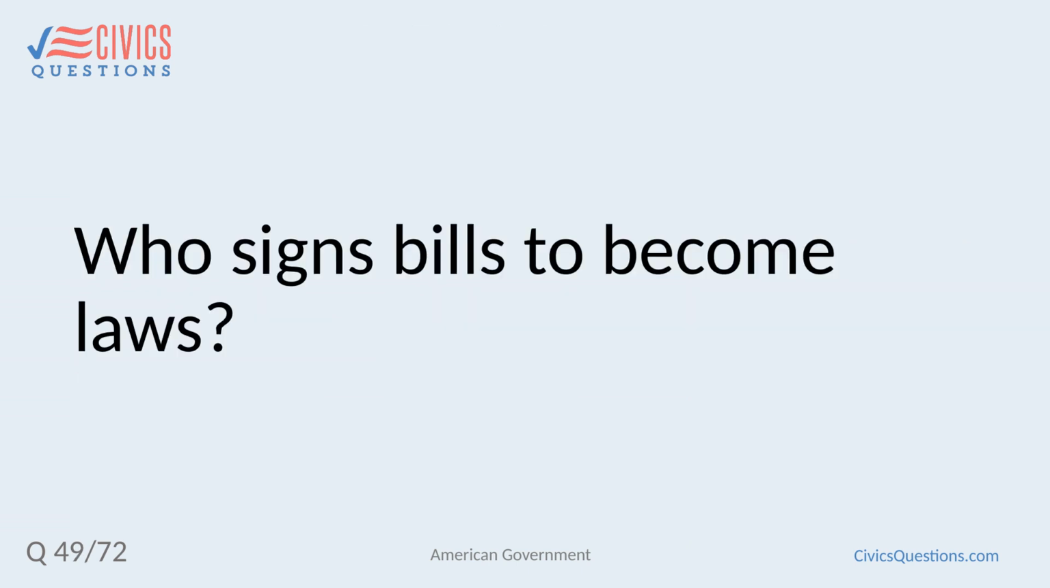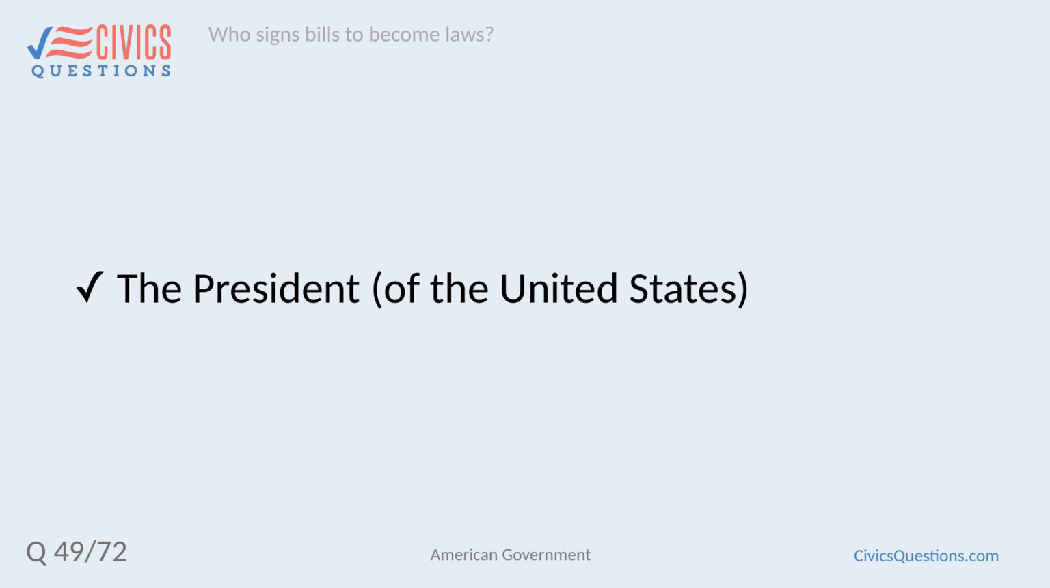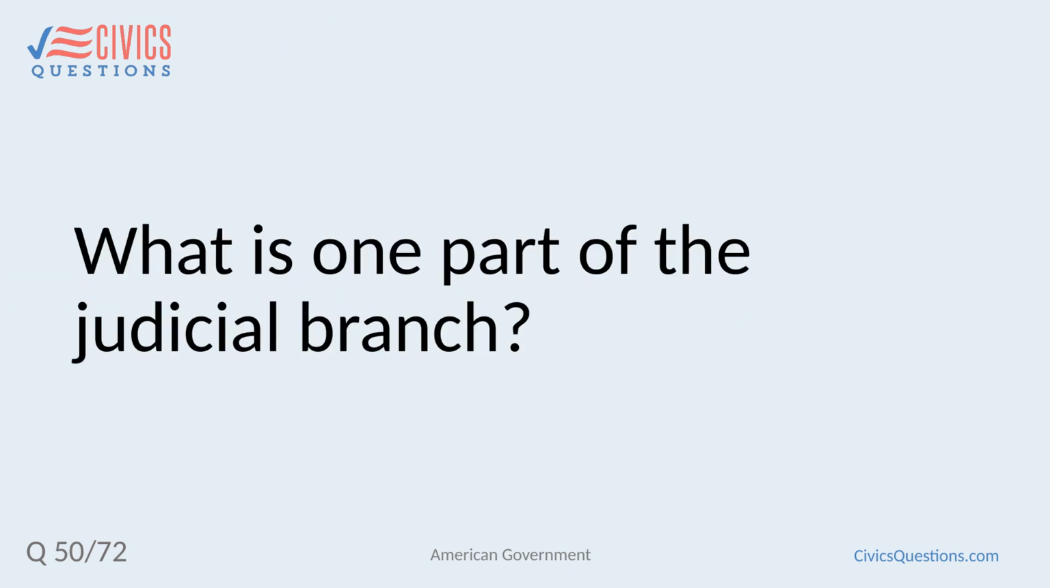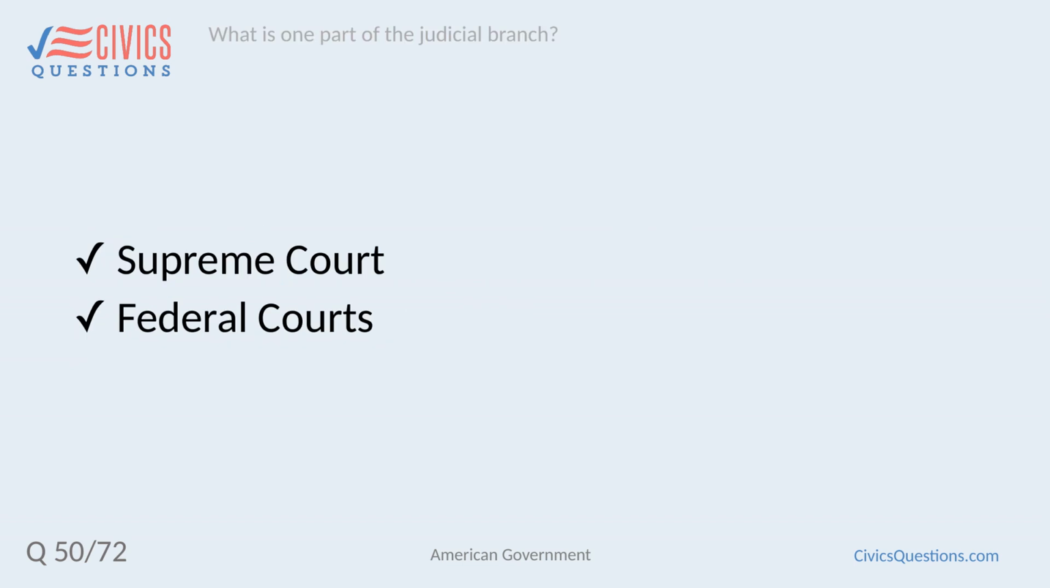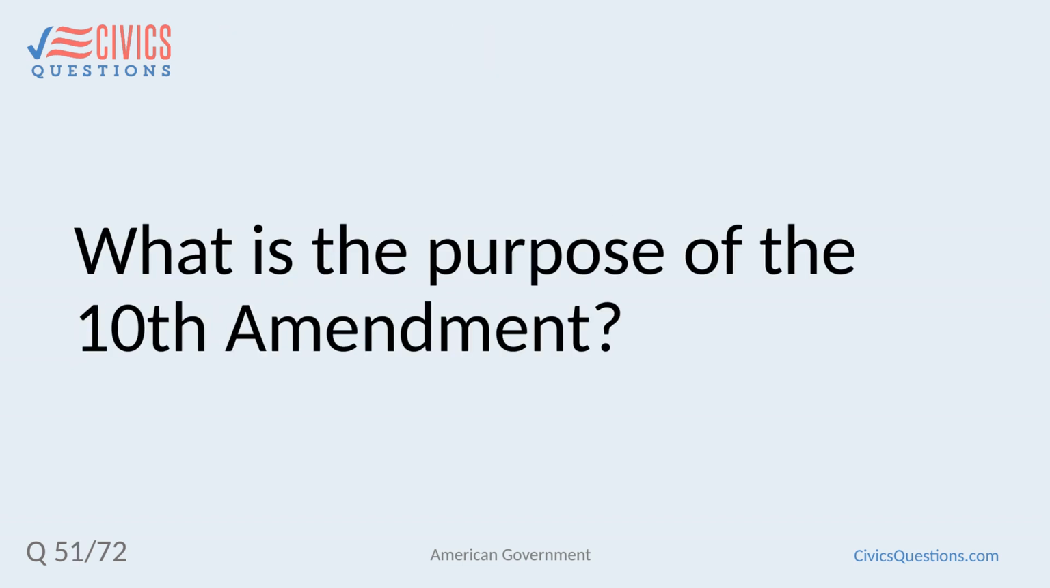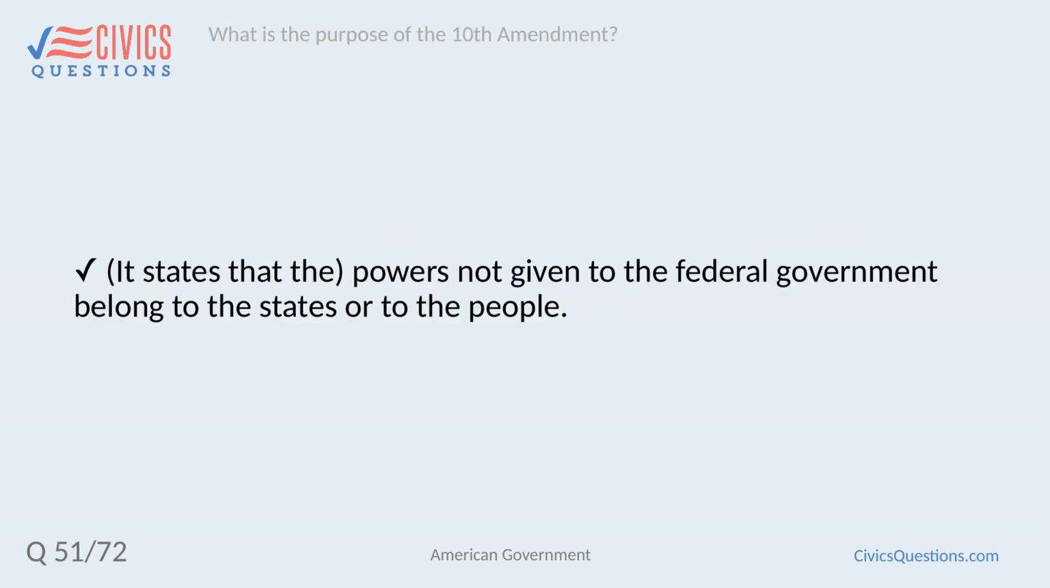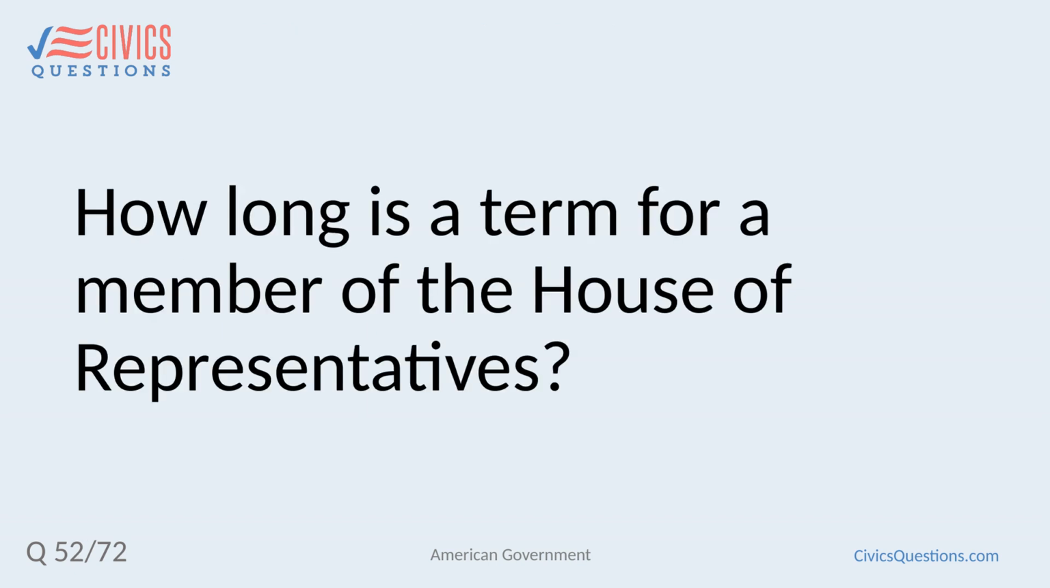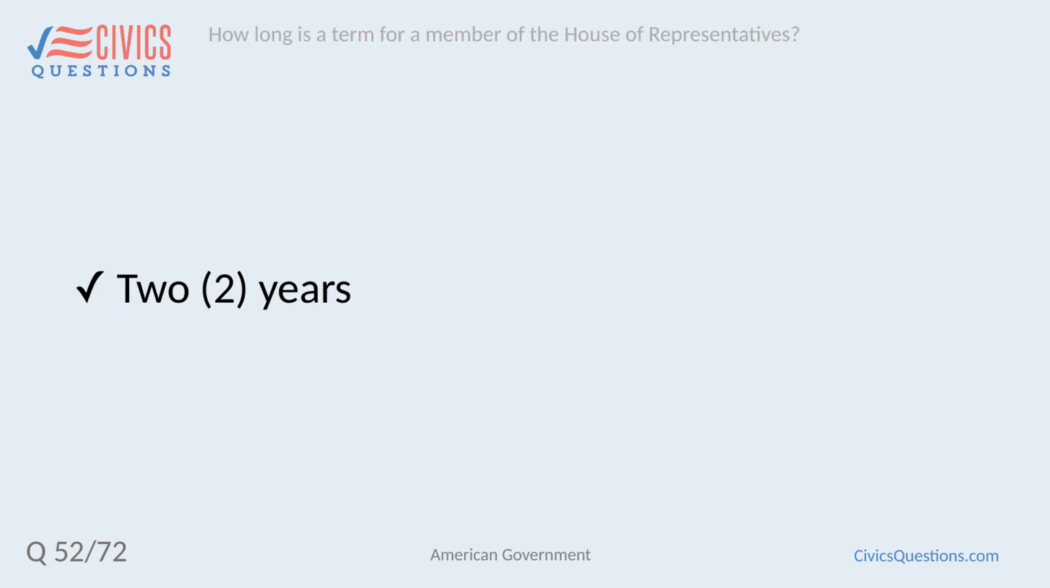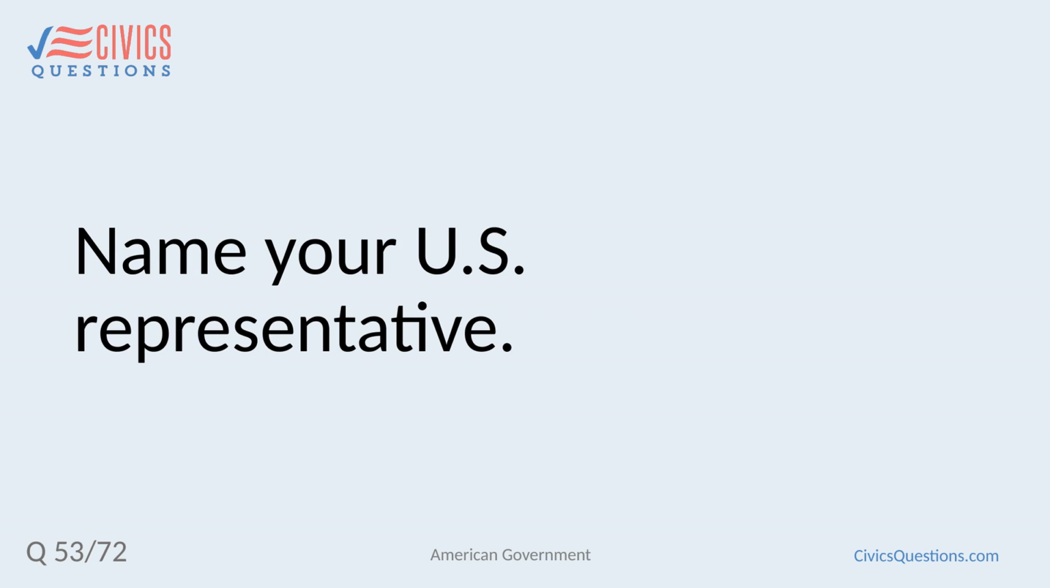Who signs bills to become laws? The President of the United States. What is one part of the judicial branch? Supreme Court. Federal courts. What is the purpose of the 10th Amendment? It states that the powers not given to the federal government belong to the states or to the people. How long is a term for a member of the House of Representatives? 2 years.